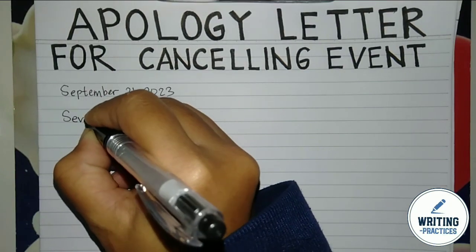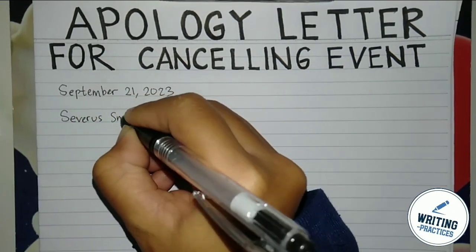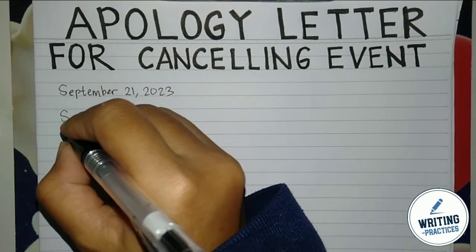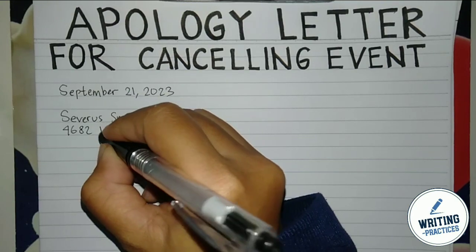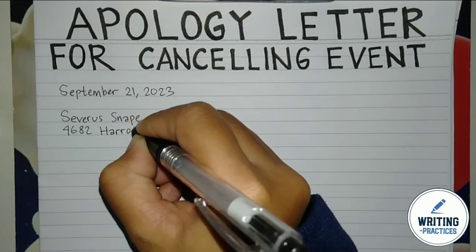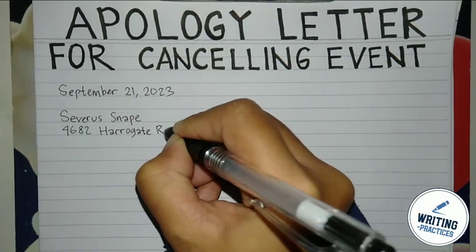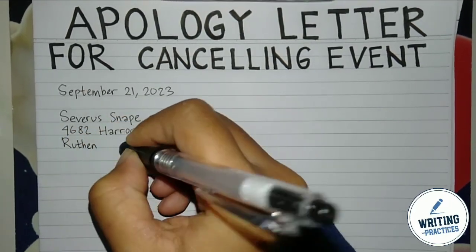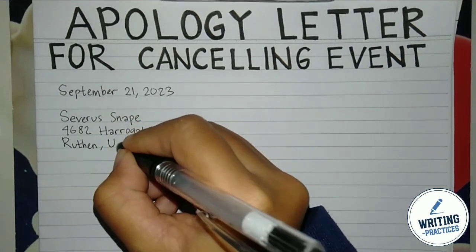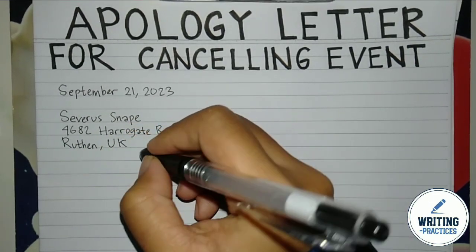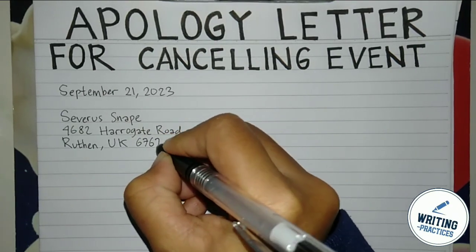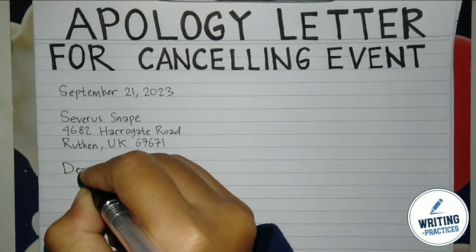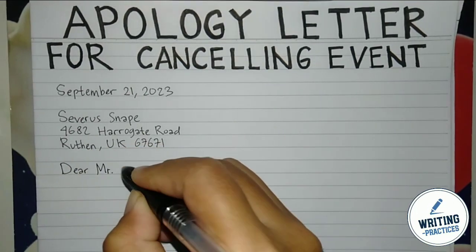Check this out. First of all, write the date of the letter. And then, write the information about the recipient. Here, you have to write down the full name of the recipient, and write his or her home address. Mention the number, street name, the city, state, and zip code. Now, you may open the letter with Dear Mr. or Ms. or Mrs., followed by the last name of the recipient.